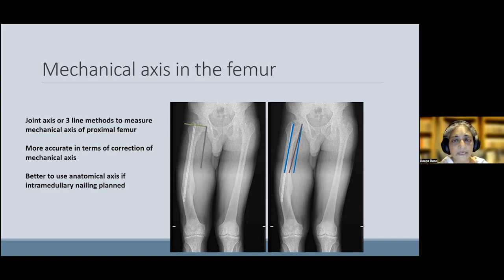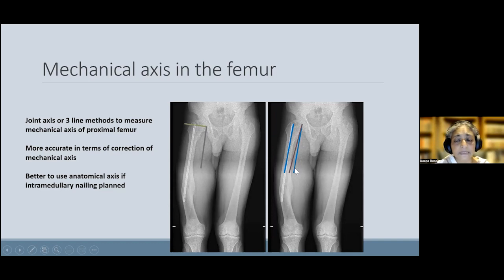The other way of determining the mechanical axis of the femur is on the right-hand side. And there you can see what we normally refer to as the 3-line method. So you start with a line that is along the diaphyseal line of the proximal femur. And to find this line, you can either use your joint axes, as in the first X-ray, or you can use the mid-diaphyseal point. Now, having drawn your mid-diaphyseal line, you then move across to the center of rotation of the hip, and you draw a second line that is parallel to the mid-diaphyseal line.